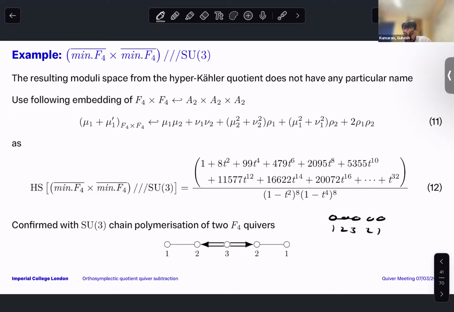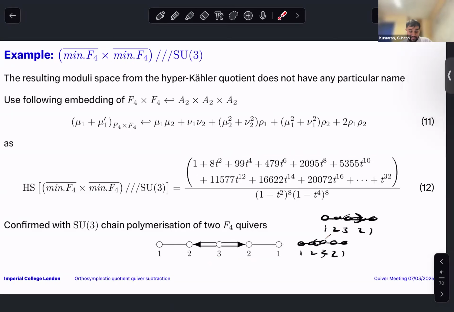What I mean is to join these two. Oops, I'm using the wrong thing. To join up these two, and you can see I get to this quiver here. Okay, so the Coulomb branch of this is this moduli space.